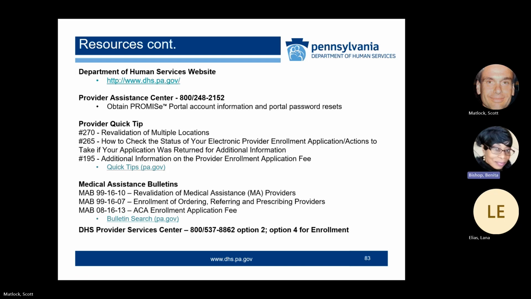The medical assistance bulletins, as you see here, and here is the bulletin search, the link for the bulletin search, and the DHS Service Center phone number. Please call that 800 number, and it tells you the options to choose for enrollment. If you need to speak to an enrollment specialist, this will be the number for you to call.